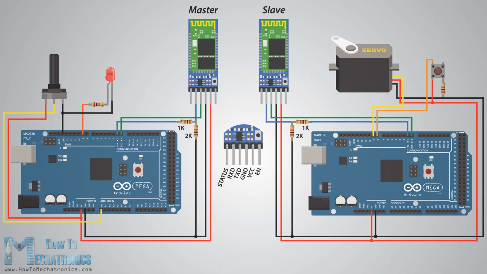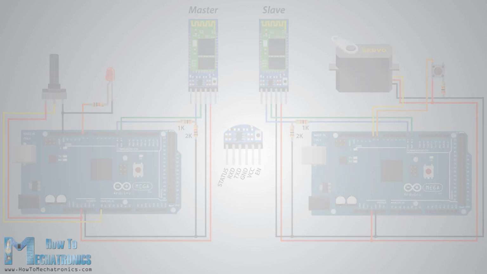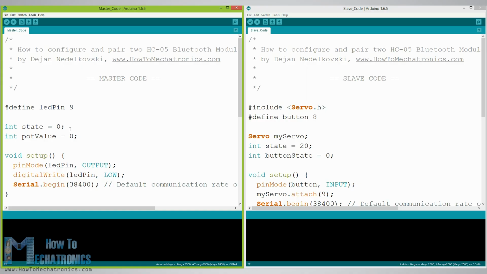Okay, so now we are ready to make the practical example for this tutorial. Here's the circuit schematic. We will use a potentiometer at the master to control a servo motor at the slave, and vice versa, we will use a push button at the slave to control an LED at the master. Here are the Arduino codes. So first we need to define the pins and some variables needed for the program.